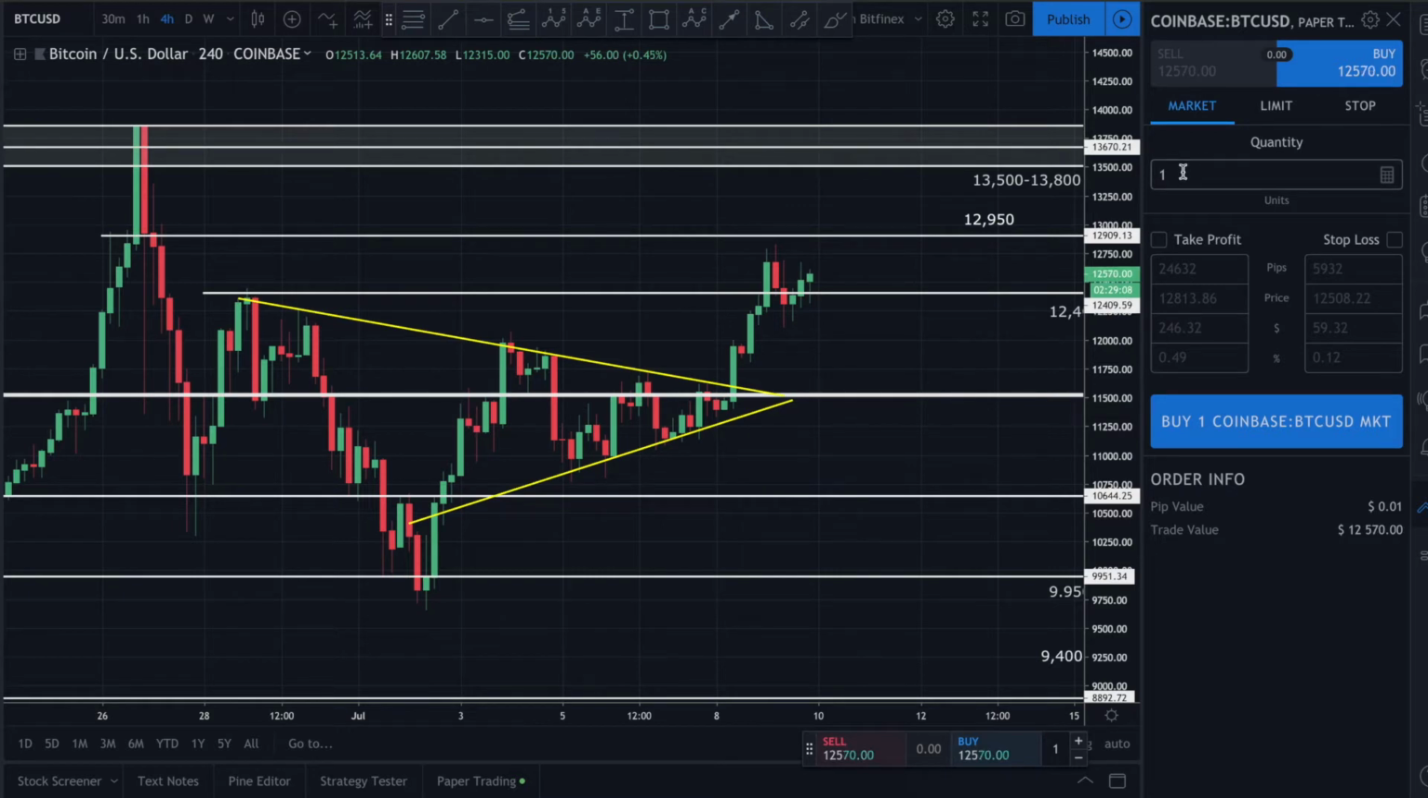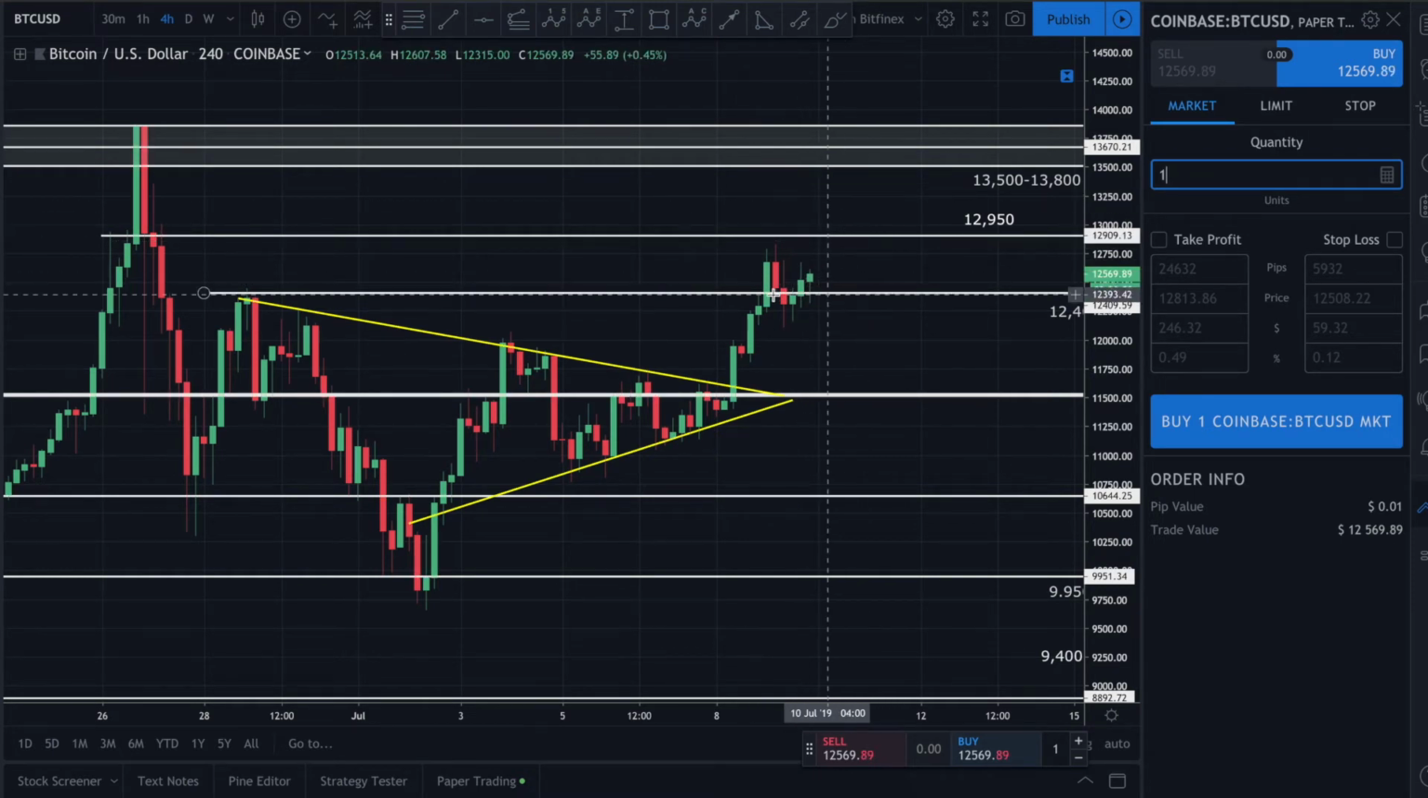It asks me how much I want to buy. Let's just keep it easy. I can put in anything I want to, but let's say I want to buy 1 Bitcoin, so that's just fine. We'll leave it at 1 Bitcoin. And then let's come down here and it actually allows you to put in a take profit and a stop loss. So let's say that I'm buying Bitcoin here, and I'm trading it.